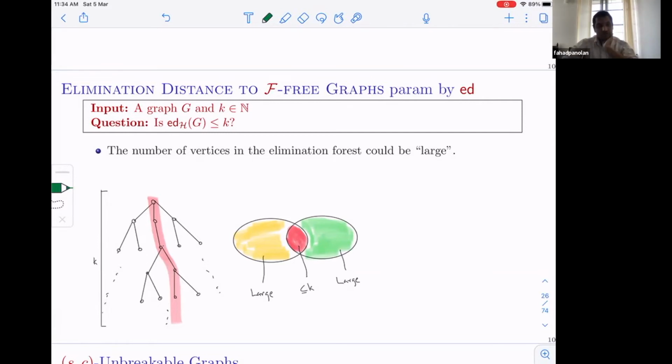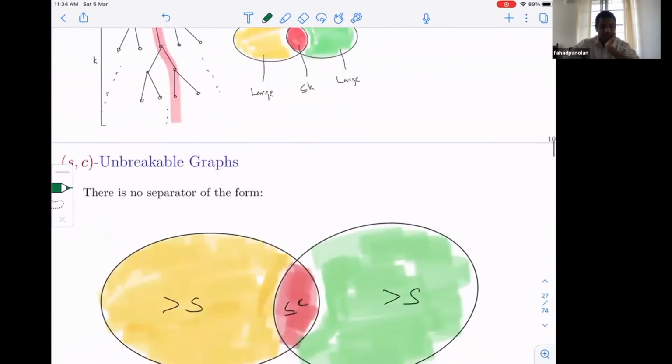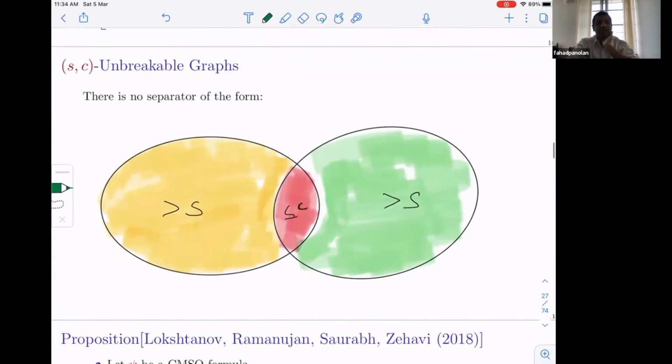Okay, so more formally we will define an SC unbreakable graph. What is an SC unbreakable graph? It's a graph which does not contain a separator of the following form. Okay, so no separator of the following form. A separator of size at most C that is separating the left hand side from the right hand side, where the left hand side contains strictly more than S vertices and the right hand side contains strictly more than S vertices.